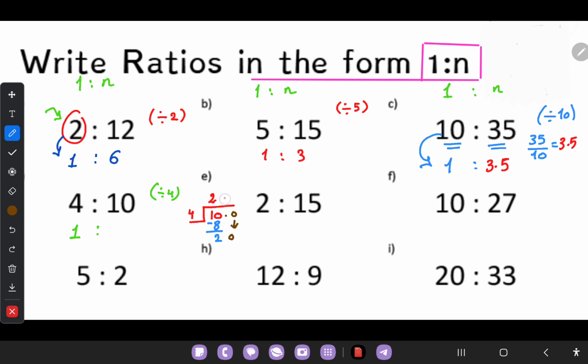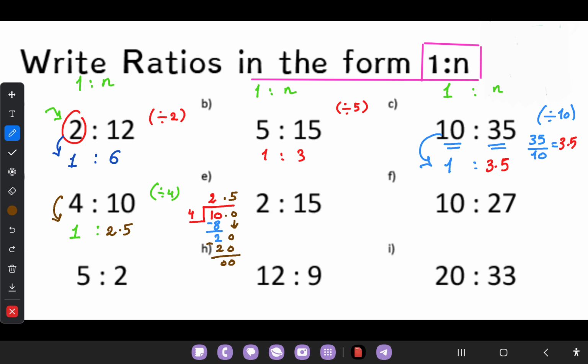Wait, did you say divide by 4, right? So 4 divided by 4 equals 1. Yes, this one is divided by 4. So now we have 20. 20 divided by 4 will be 5. And then we can write down here 20 and then subtract. So we can get rid of the remainder and reach 2.5 as the result of dividing 10 by 4. So we have here a decimal, never mind, don't worry. We can keep it, so the ratio becomes 1 to 2.5.